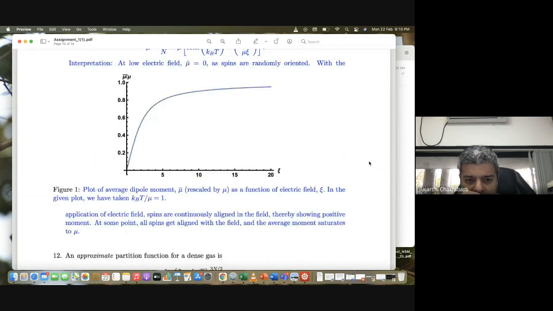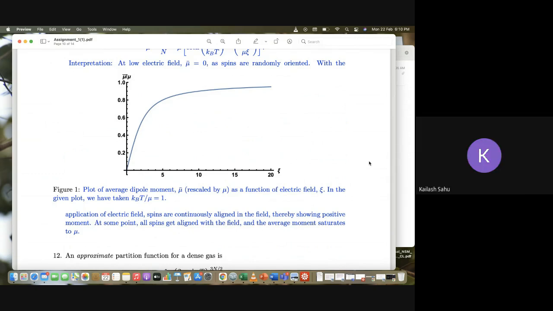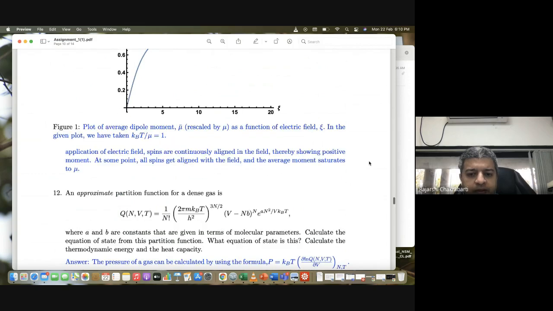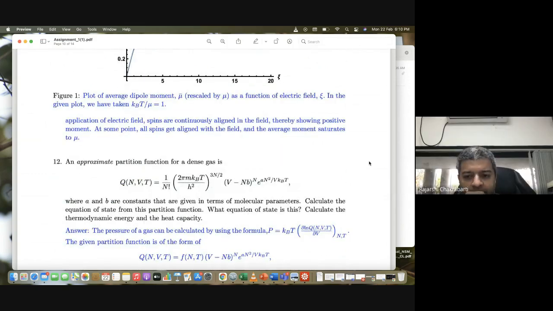Is it clear? Yes, sir. Absolutely. Because I don't want to spend too much time here. Now, this question number 12, what is different from some other question? See, if I put b equal to 0, a equal to 0, what do you get? Tell me.